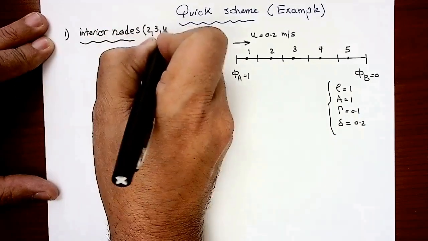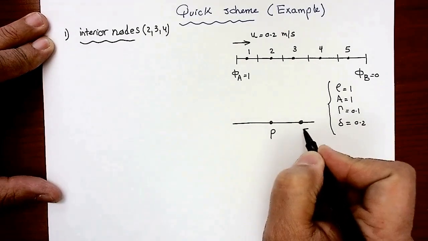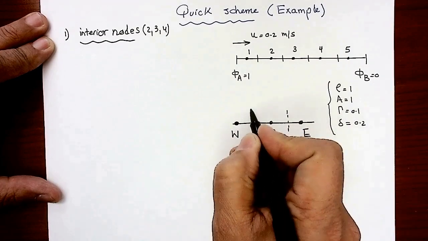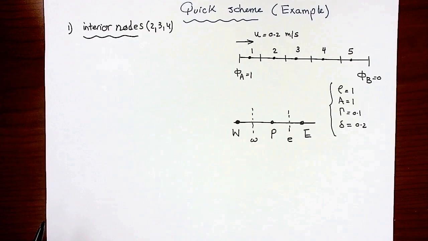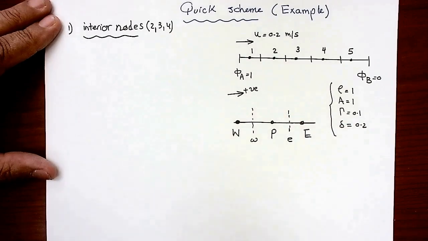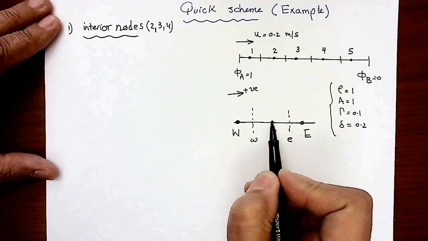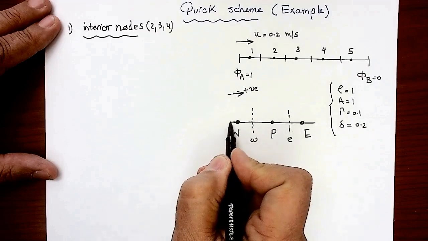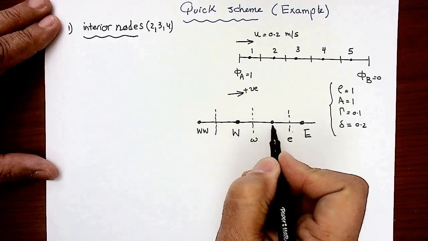2, 3, and 4. If you draw a schematic for these interior nodes, you will have P, you will have the east, and you will have the west node. Here is the east face, and this is the west face. As we explained before, in the QUICK scheme, you need 2 upstream nodes. If the flow is going this way, that's the positive direction of the flow, which means that I need 2 upstream nodes for that face. So for the east face, I have already 2, and 1 downstream, which is E. When I go for the west face, I'm going to need another node, which we call west-west, and the downstream would be the point P.